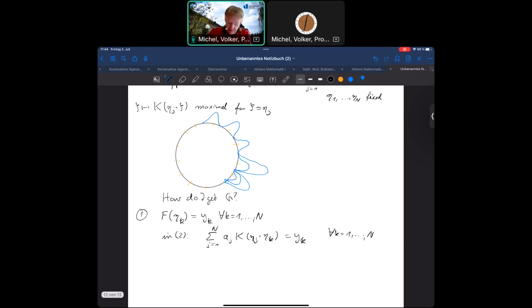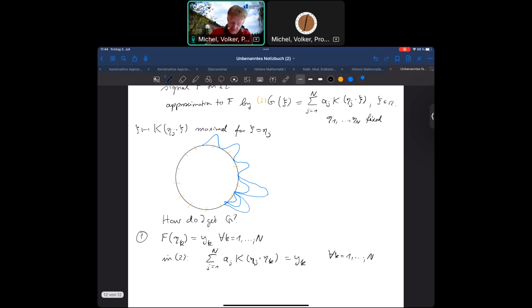So those are the conditions that you get from the ansatz for G and from the data of F that you have. So what do we know now? We know the y k, these are the values that you measured. You certainly know your kernel. This k is also called a kernel because it depends on your points. And you know your eta j, so you can calculate this. But what you need are the a j. That's what you need to find out what your function g is. So what you have here is a system of linear equations.